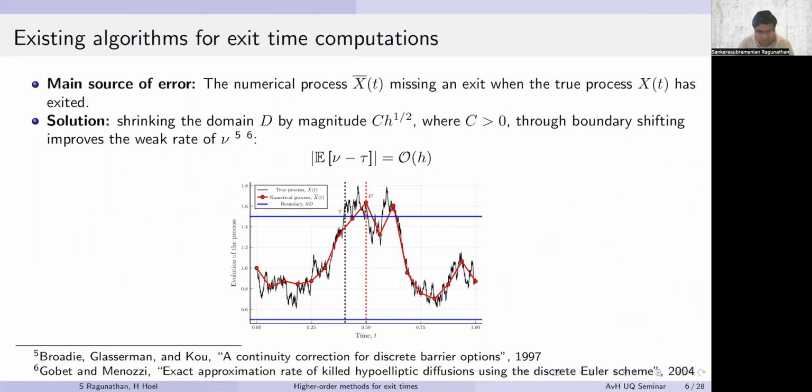Another smart method to improve the weak rate of the mean exit time computation is to shrink the domain by a factor, some constant times h to the 1/2, in order to improve the weak rate. And this can be coupled with multi-level Monte Carlo to improve the performance as well.